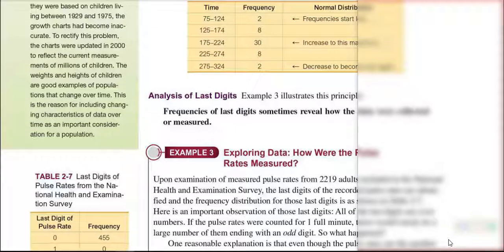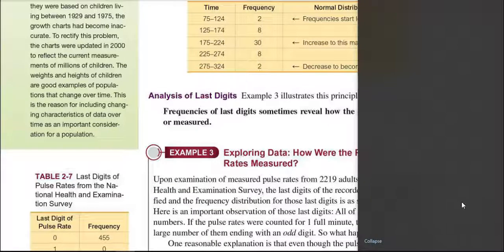So the last digit of our pulse rate is 0, and we have a frequency of 455. Then nobody has a last digit of 1. There are some with last digit 4, none with last digit 3, none with 5, none with 7, none with 9. So, we can rule out counting the pulse rate for only 15 seconds, because we have values ending in 6, and there are numbers ending in 6 that are not divisible by 4. So, it cannot be 15 times 4. Okay?